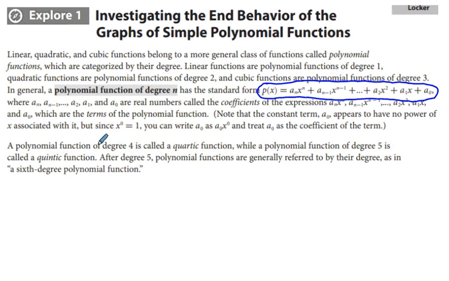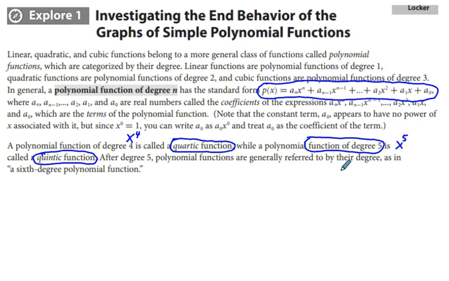And then a polynomial function of degree 4 is called a quartic function, x to the 4th power. If you see a leading term, the highest power, x to the 4th, quartic. If you see a function of degree 5, and what is degree 5? x to the 5th power, the highest power term. We call that a quintic function. And after degree 5, polynomial functions are generally referred to by their degree, as in 6th degree polynomial function. So just a little vocabulary.